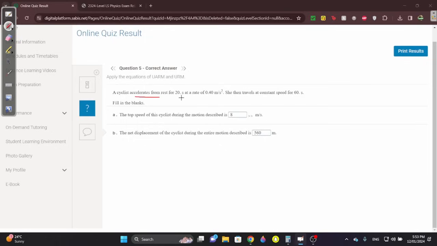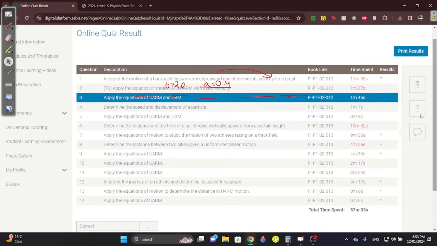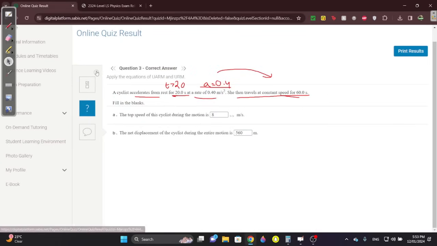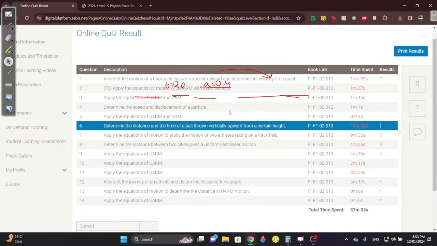Okay, a cyclist accelerates from rest for 20 seconds at a rate of 0.4. So times 20, a equals 0.4. Then she travels at a constant speed for 60 seconds. So first she accelerates for 20 seconds at a rate of 0.4, and then after she reaches that top speed, she travels at that constant speed for 60 more seconds. I think we solved this. No, question 3. Yeah, my fault, we solved this. We skip it.